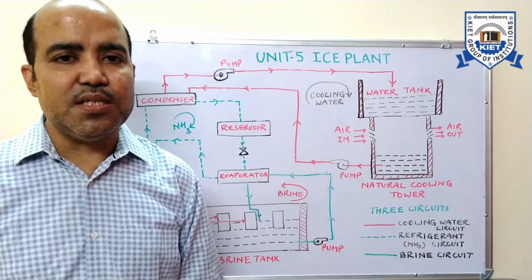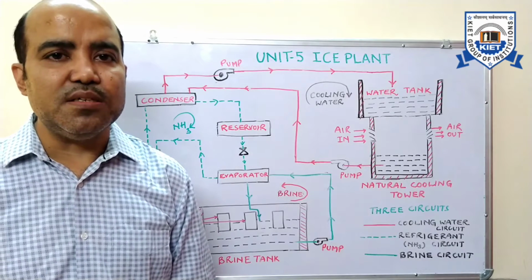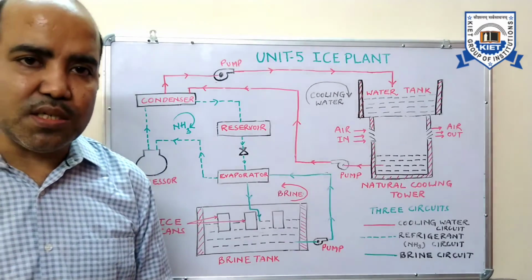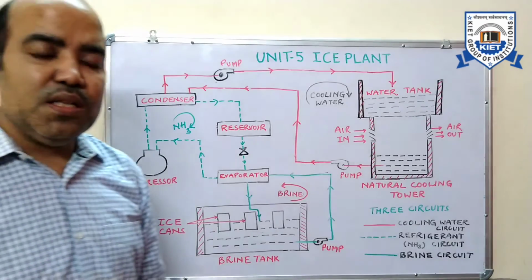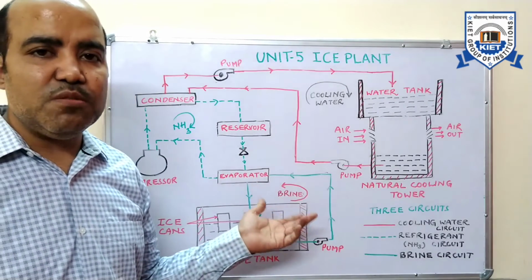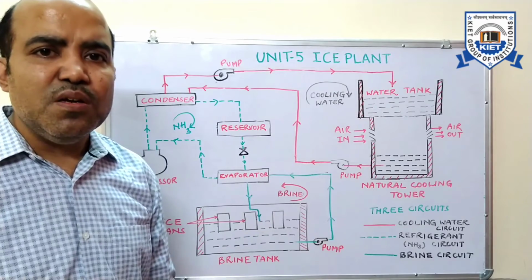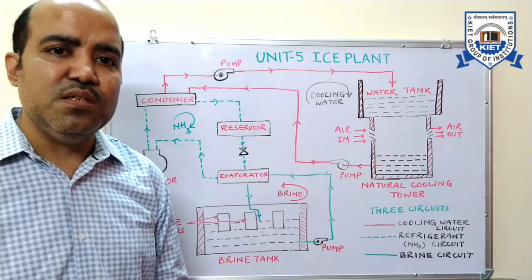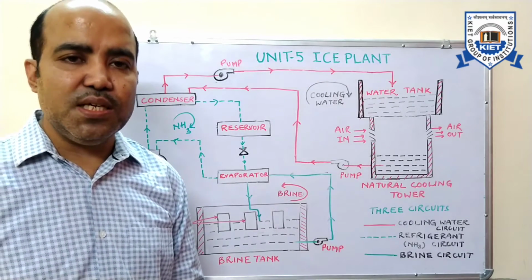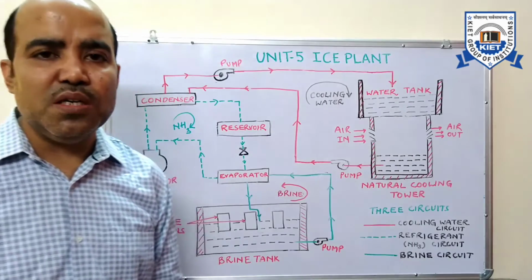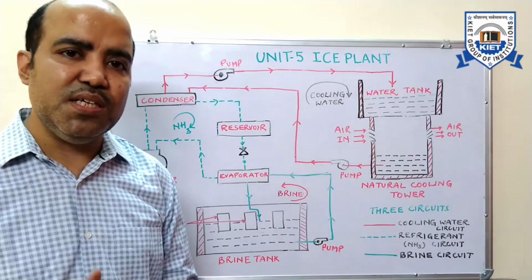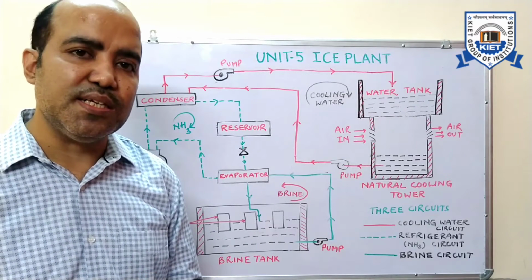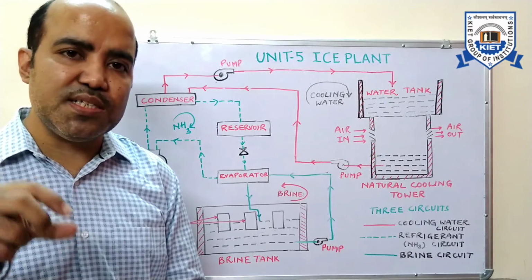In this lecture, I will discuss the working of the ice plant, which is a topic in Unit 5 of your RAC syllabus. In this ice plant, we have the formation of ice from water. Similar formation of ice you will notice in your domestic refrigerator when the ice is formed in the tray. Now in the domestic refrigerator we have the heat exchange directly between the refrigerant vapor and the water that is kept in the tray.